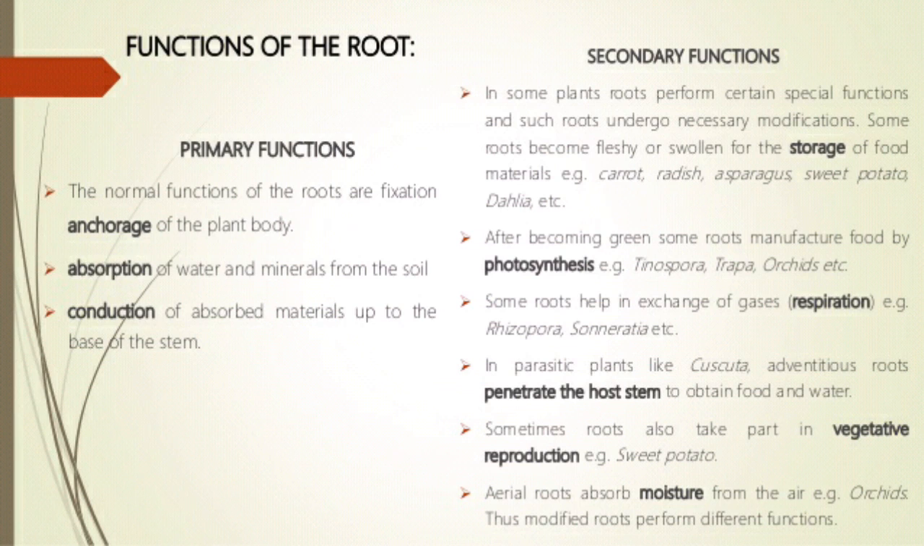In parasitic plants like Cuscuta, adventitious roots penetrate the host stem to obtain food and water. Sometimes roots also take part in vegetative reproduction, sweet potato. Aerial roots absorb moisture from the air, as in the case of orchids. Thus, modified roots perform different functions.